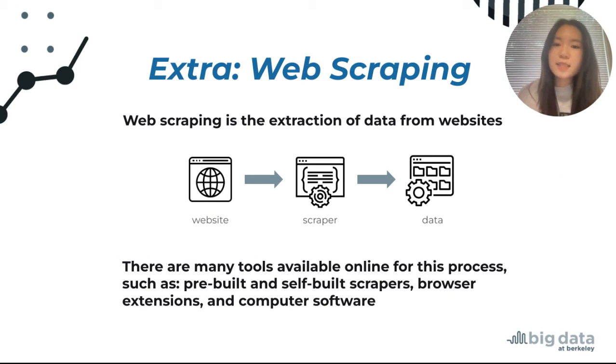This is an extra little part about data collection called web scraping. Web scraping is the extraction of data from websites, and the illustration below shows a little bit of what it means visually. There are many tools available online for this process, such as pre-built and self-built scrapers, browser extensions, and computer software. So you wouldn't really need to do this manually.